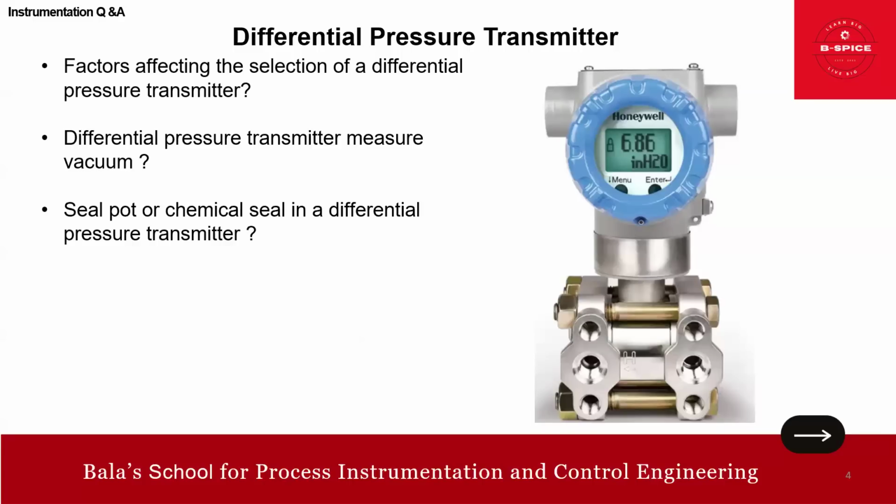So what is the seal pot or chemical seal? Yes, a seal pot or chemical seal is a device used with the differential pressure transmitter to isolate the transmitter from process fluid. That is the pointer. So basically it is filled with sealing fluid that transmits the pressure without allowing the process fluid to contact the transmitter. That is the point actually.